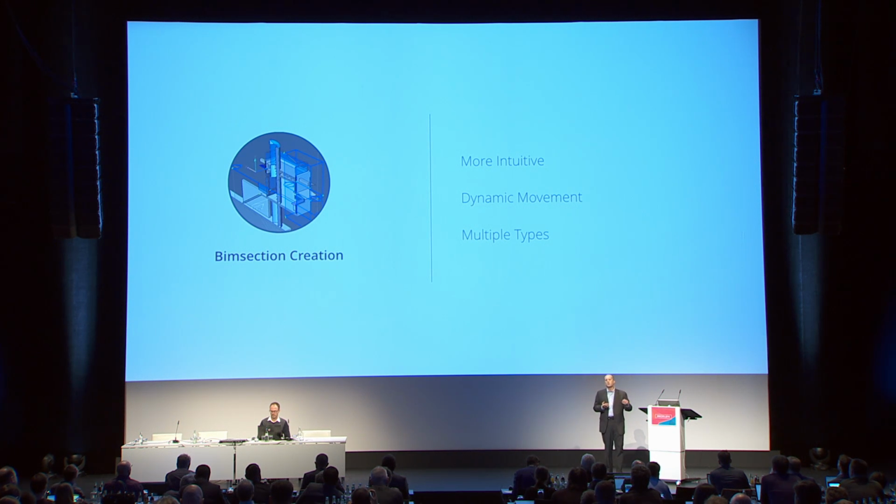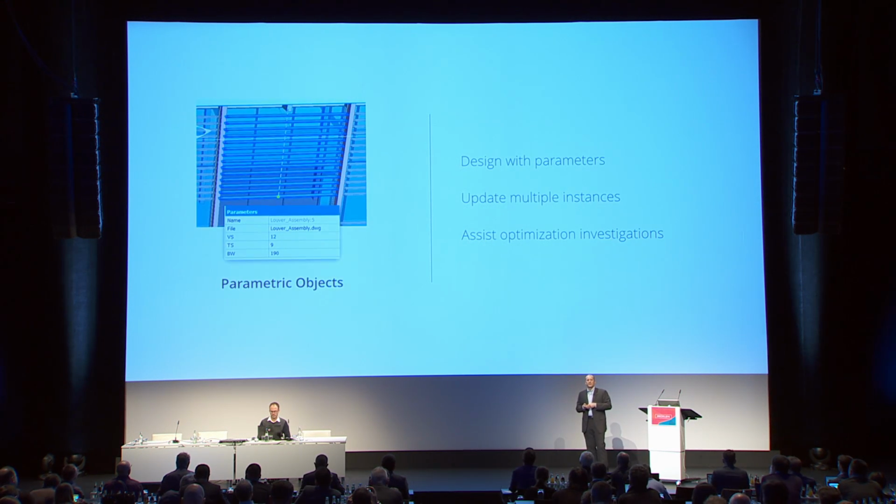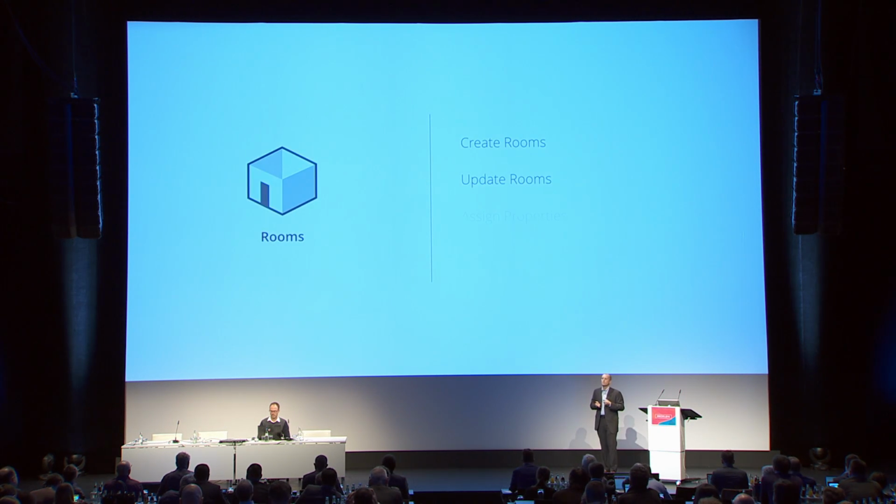Now, BIM section creation has been around, but it's something that's a lot more intuitive now. You'll have dynamic movement once you're starting to place and locate the BIM sections initially, and there are multiple types. The thing that I find interesting about this is that you can start to do investigations on your designs. Rooms is a new feature. You can create and update rooms. You can auto-update rooms. You can do it manually. We'll show how that works.